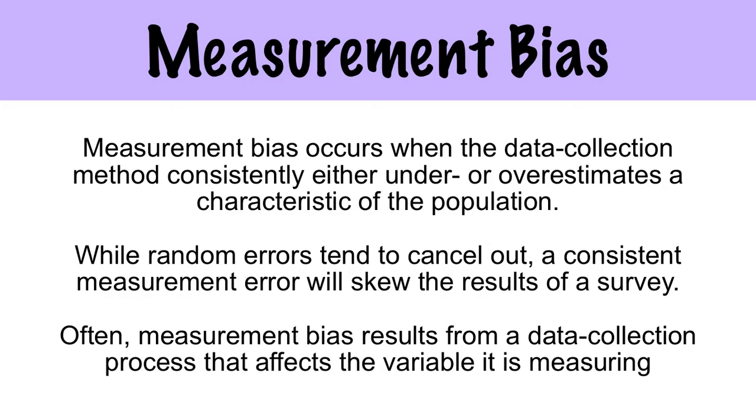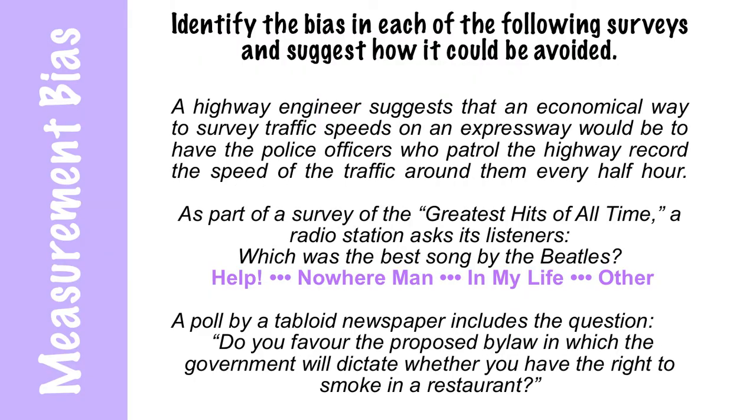Measurement bias. A measurement bias occurs when the data collection method consistently either underestimates or overestimates a characteristic of the population. While random errors tend to cancel out, a consistent measurement error will skew the results of the survey. Often measurement bias results from a data collection process that affects the variable it is measuring. So let's identify the bias in each of the following surveys and suggest how it could be avoided.